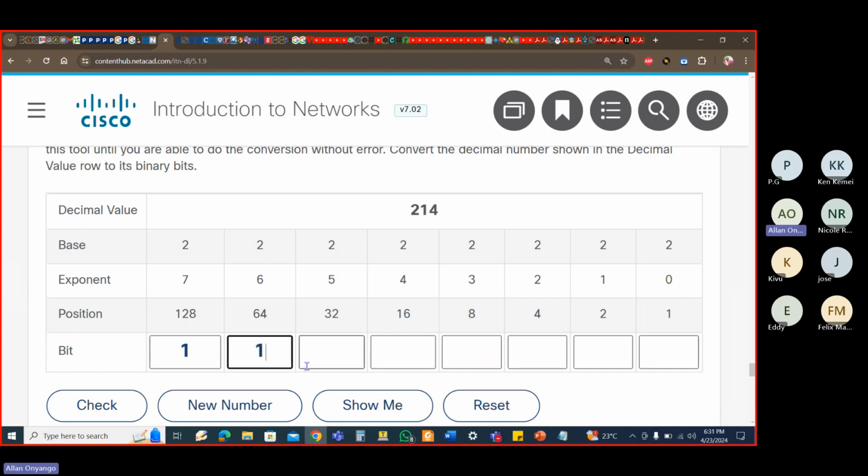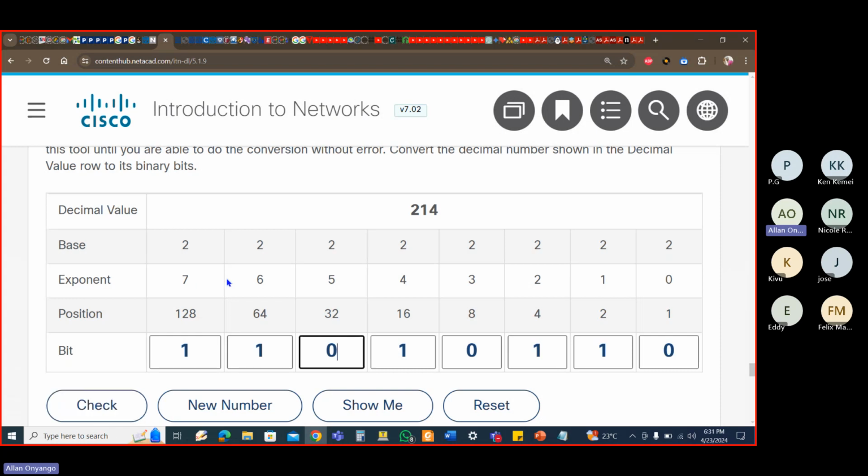So 22. We are looking for numbers that if you add, you get 22. Of course, 16 will be there. What is 22 minus 16? 6. So we put 1 at 16, and we remain with 6. Which numbers if you add, you get 6? 4 and 2. And the rest are now going to be zeros.